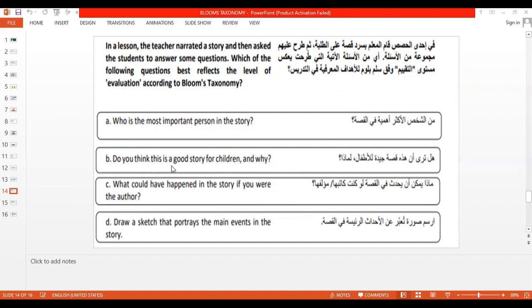Next is, do you think this is a good story for children and why? Here, you are evaluating the story, whether the story is good for the children, and you are critically finding out the reasons why the story is good for the children. So this comes under evaluation. So this is the correct answer. Going to A, who is the important person in the story? Here, identifying a person in that story comes under understanding. So the answer for this question is B.